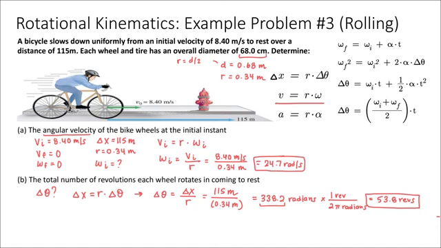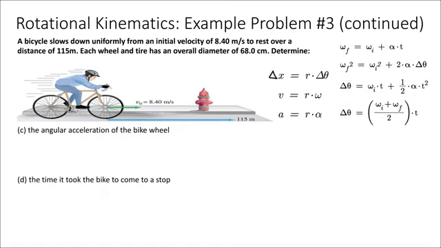All right, let's take a look at parts C and D. For the final 2 parts of this question, we're looking for the angular acceleration of the bike wheel during this time period, and then the time that it took the bike wheel to eventually come to a stop. So the angular acceleration of the bike wheel will be alpha, right? I'm looking for alpha. If I'm looking for alpha, I'll see if I can use any of the kinematic equations now that I've solved for delta theta and my initial omega. If you don't remember, I'll bring those values over from the previous slide.